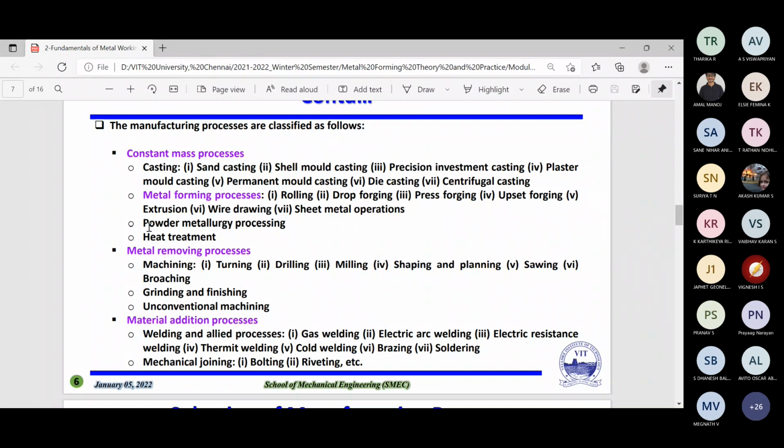And the metal removing processes you have already covered: machining, turning, drilling, everything I have written here. The unconventional machining also we have covered, and the material addition, the welding, some students have covered in the last semester, and those who have not can go for the next semester. I think they can put it in as an elective. I do not know who will teach. Maybe if they offer me, I can also teach, or maybe other faculty. We will meet in the next semester if I have this option. Fine, is it clear?